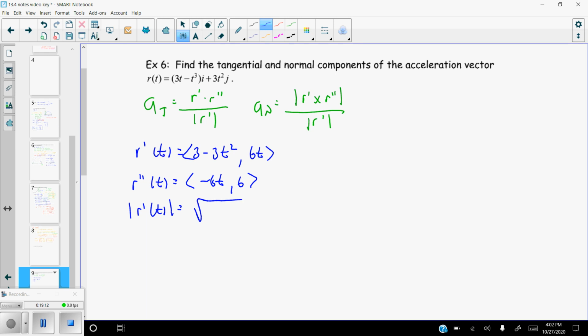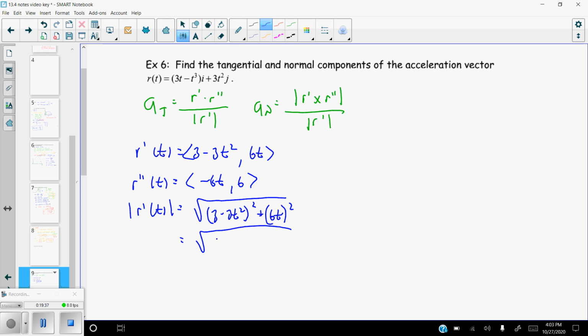So that's going to be the square root of (3 minus 3t squared)² plus (6t)². Let's make that look like an actual 6. Okay, let's go ahead and simplify that as much as we can. I'm hoping this works out okay. I think it does. So let's see.